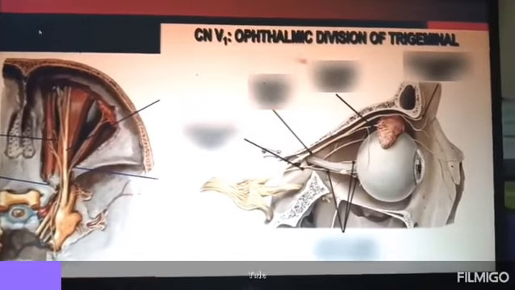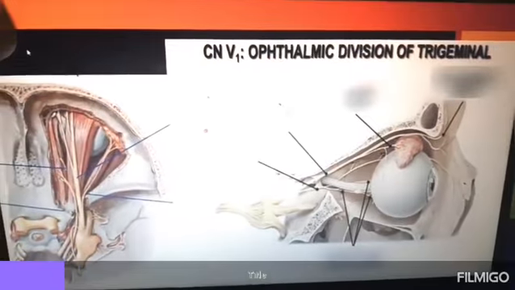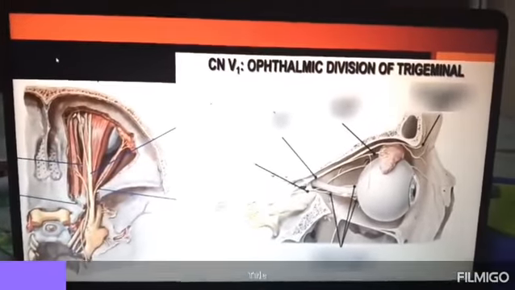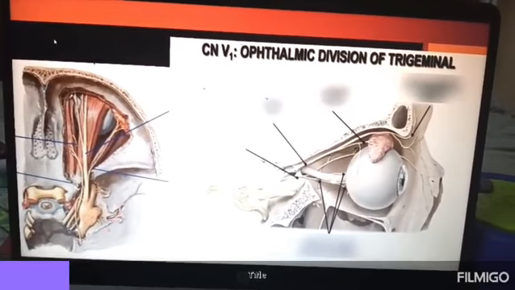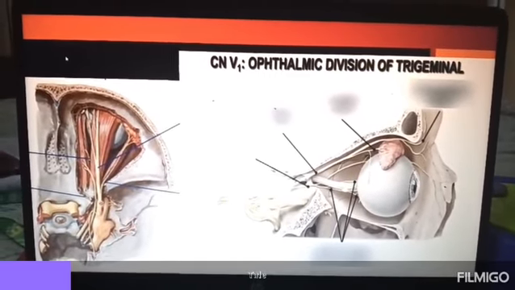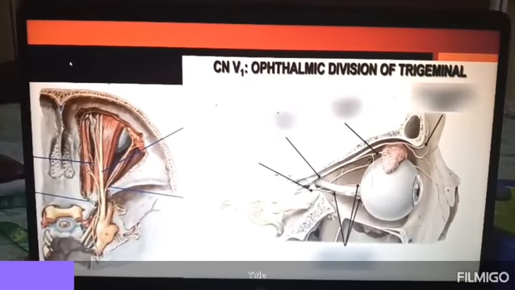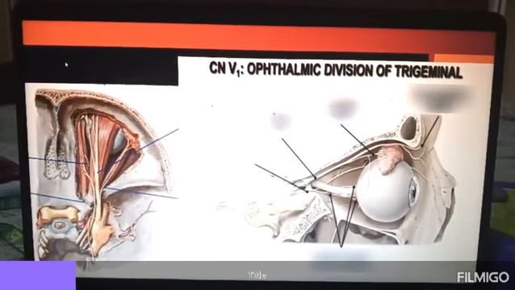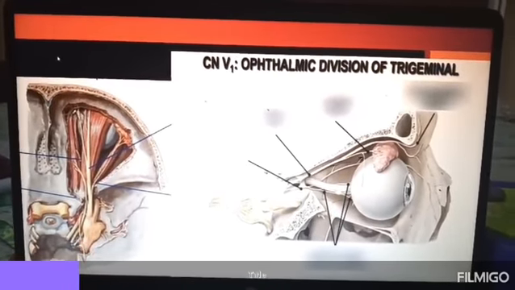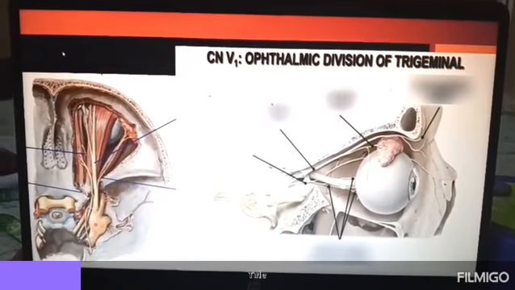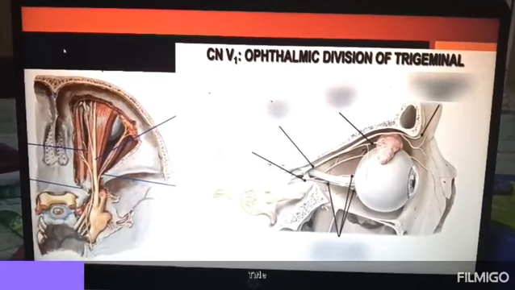This ophthalmic division is totally sensory. You can say a pure sensory nerve, and the smallest of the other three. It leaves the semilunar ganglion. So the ganglion has three peripheral divisions: first ophthalmic, then in the middle maxillary, and then mandibular. And this is the central root. So this is the ophthalmic division.